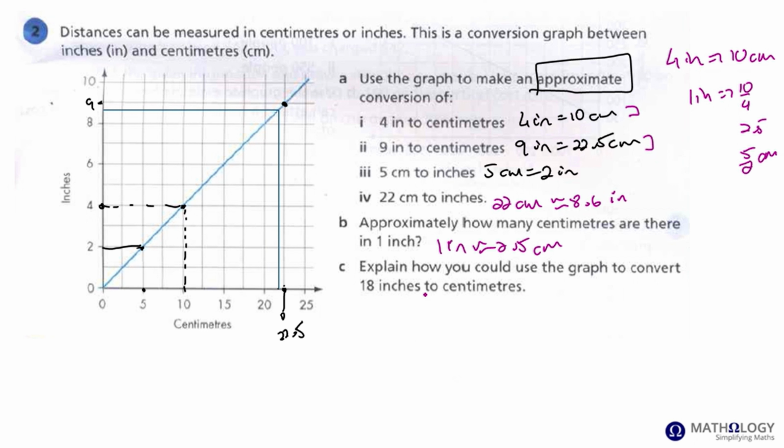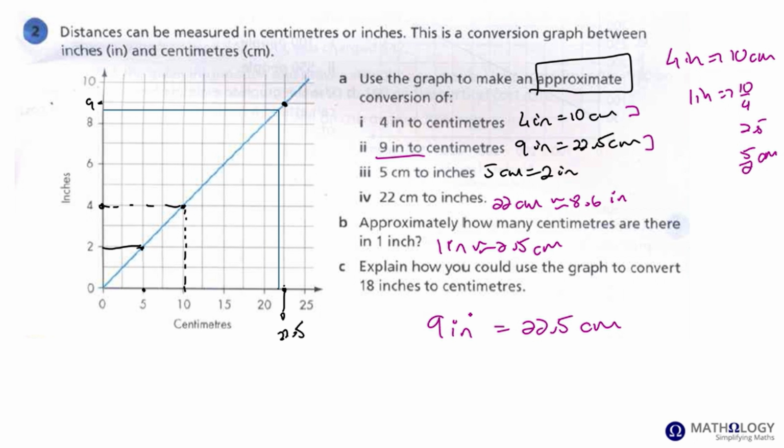Explain how you could use the graph to convert 18 inches to centimeters. Again, if you look at the graph, we don't go beyond 10 inches on the y-axis. Again, we can use ratio and proportion to extrapolate this. So what we'll do is take 9 inches, which is what we have here. 9 inches is 22.5 centimeters. And again, it's an approximation.